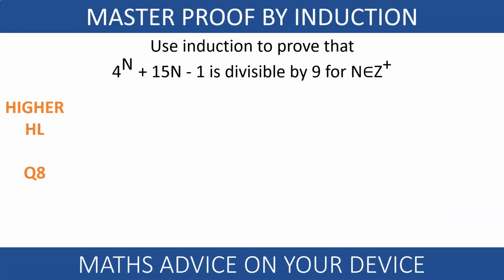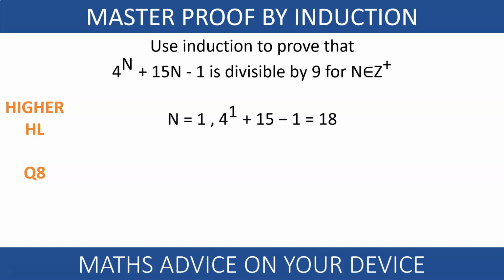This second one is a 6 marks question. Use mathematical induction to prove that 4 to the n plus 15n minus 1 is divisible by 9 for any positive integer values of n. To prove a statement by induction means showing that it's true for n equals 1 and showing that if the statement works for n, it also works for n plus 1.